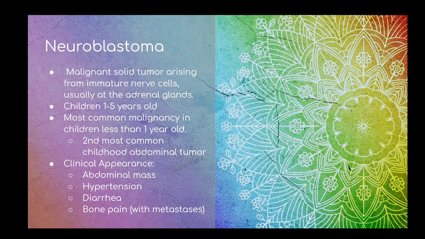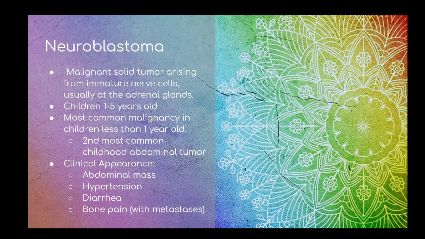These are going to be typically seen in children from the ages of 1 to 5. And it's the most common malignancy in children less than 1 year old, but it's the second most common childhood abdominal tumor. So again, nephroblastoma is number 1 abdominal tumor in children. Neuroblastoma is number 2. Hepatoblastoma is number 3. We're going to put a little asterisk next to neuroblastoma. If they are on the younger side, like that 1 and younger, it's going to more likely be a neuroblastoma.